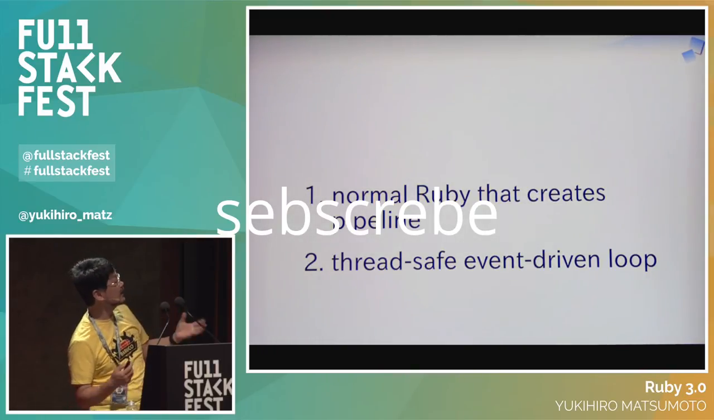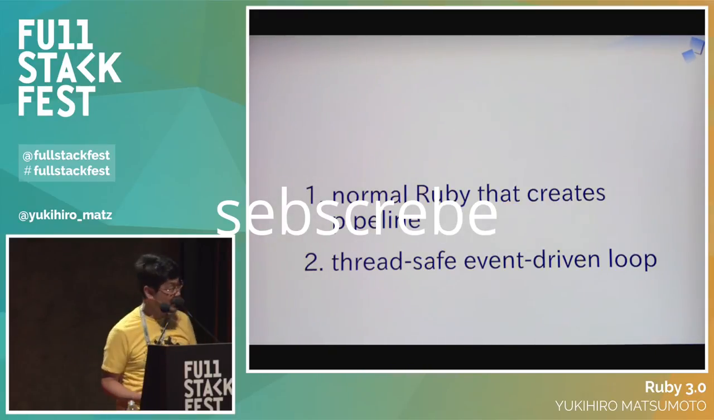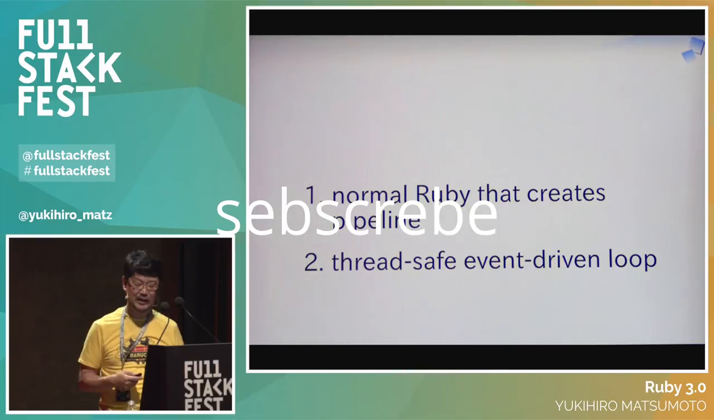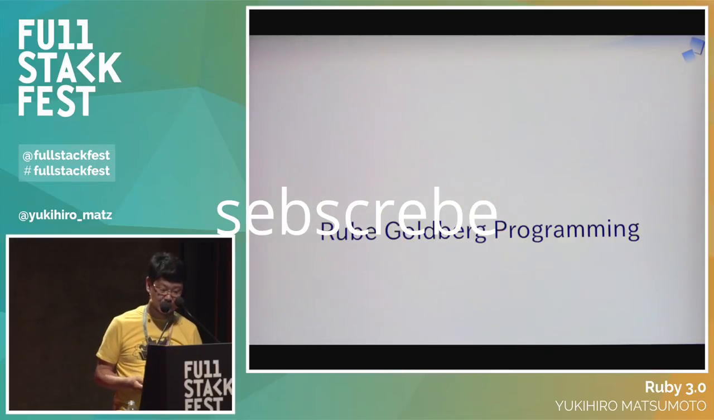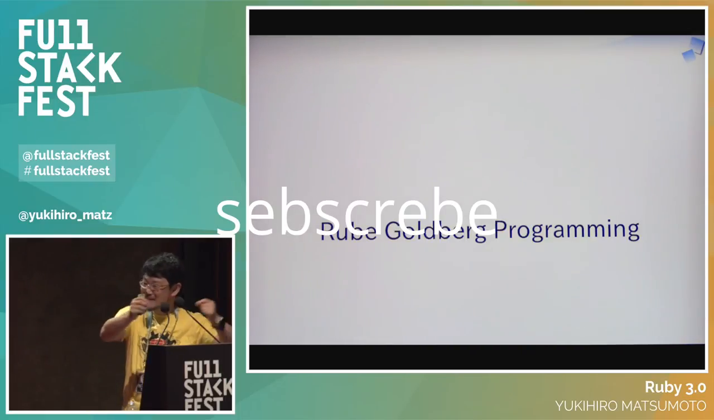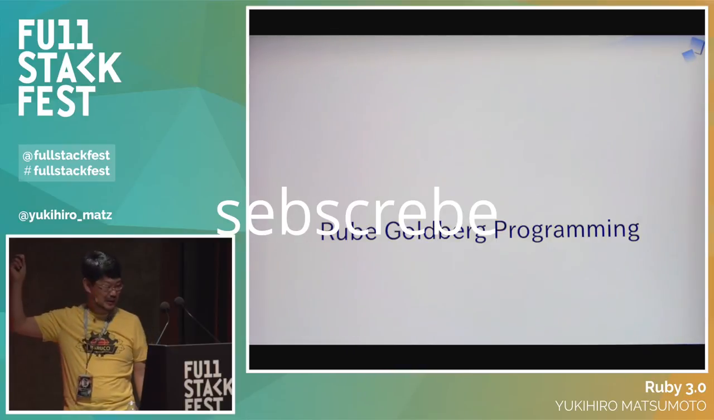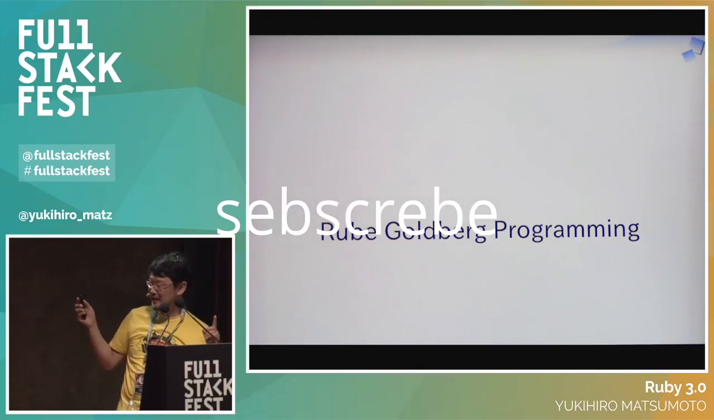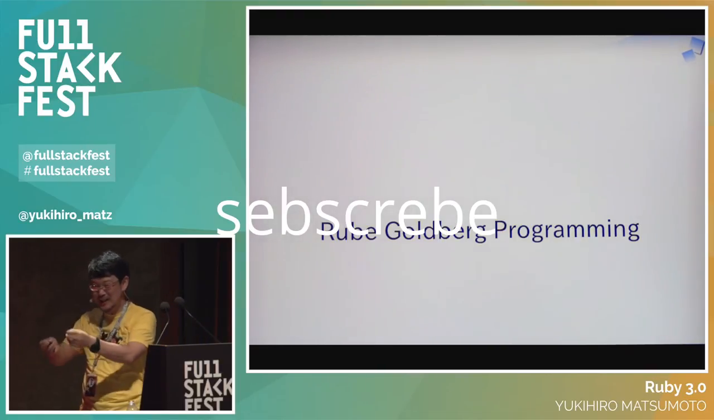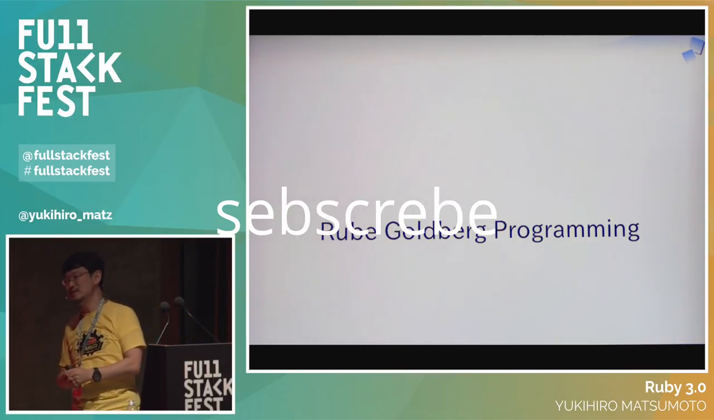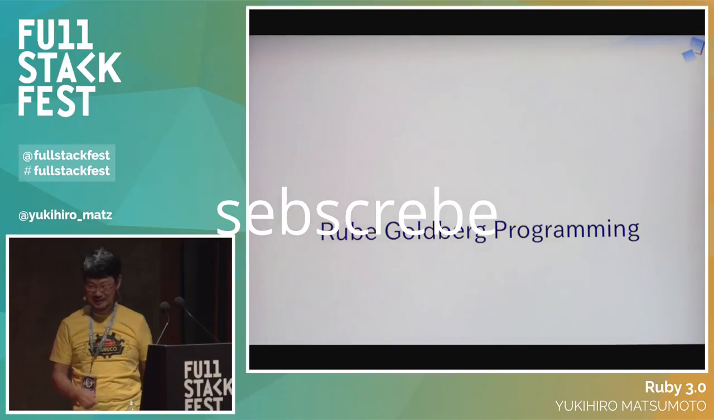The normal Ruby part creates the pipelines. Okay, and then the program will enter into the thread-safe event-driven loop. So it's kind of like Rube Goldberg programming. Prepare the pipelines, then throw the balls into the pipeline, or maybe line up the dominoes. Then at the end of the program, the event loop just pushes the domino.